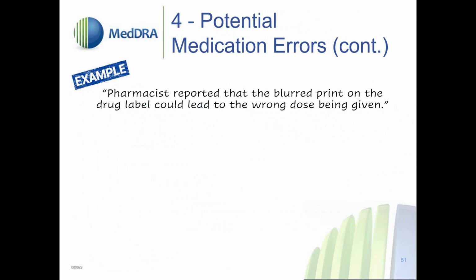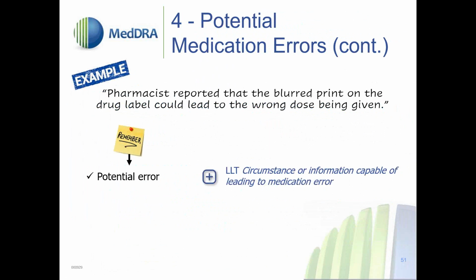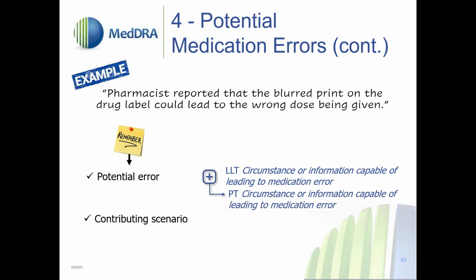Again, an example for this principle: the pharmacist reported that the blurred print on the drug label could lead to the wrong dose being given. No medication error occurred yet, but the pharmacist saw the circumstance, the blurred print on the label, that could lead to errors in the future. So remember, we would code the potential error by selecting LLT circumstance or information capable of leading to medication error, same PT, and we would also code the scenario, the root cause that could lead to a medication error. Here, the blurred print on the label, by selecting LLT product label text illegible under PT product label issue.